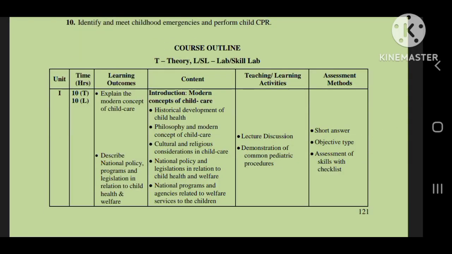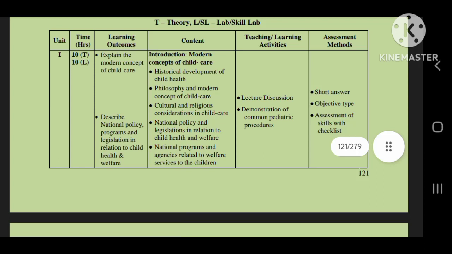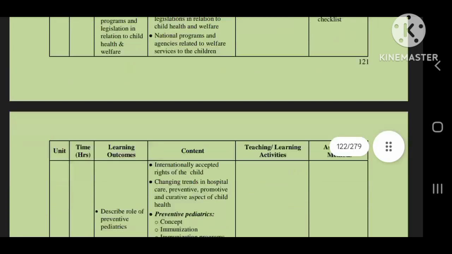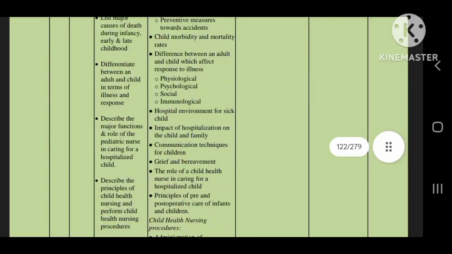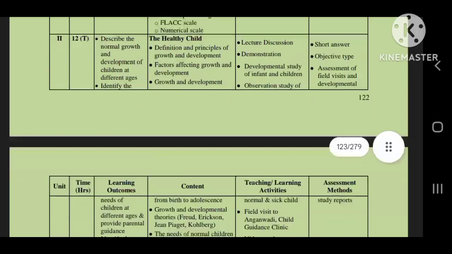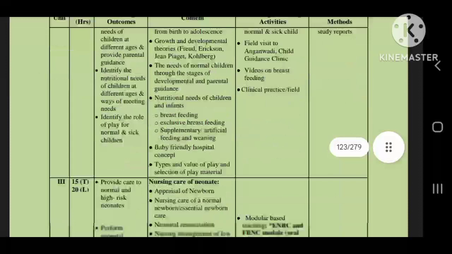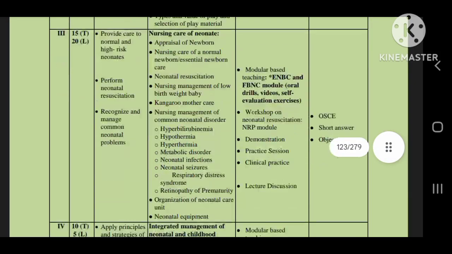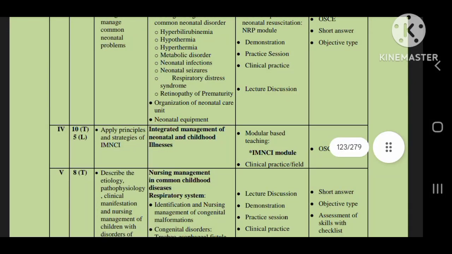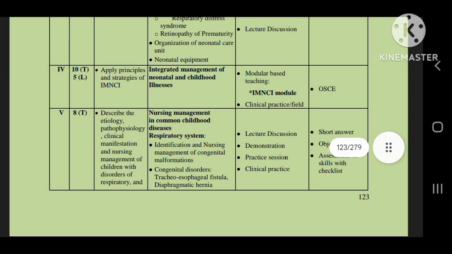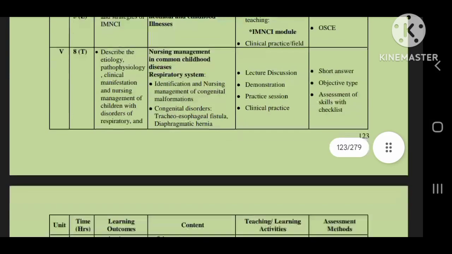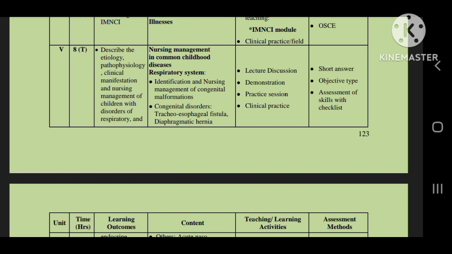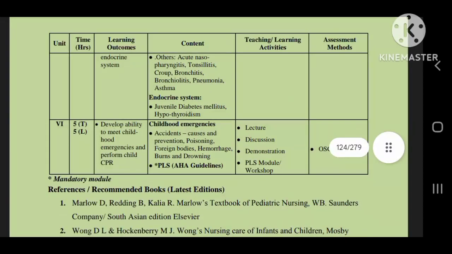This is the course outline for child health nursing. You can see first unit, introduction, modern concepts of child health, 10 hours theory and 10 hours skill lab. Unit 2 is about the healthy child, 12 hours theory, and unit 3 is nursing care of neonate. Unit 4 is integrated management of neonatal and childhood illnesses, unit 5 is nursing management in common childhood diseases, and unit 6 is on childhood emergencies.